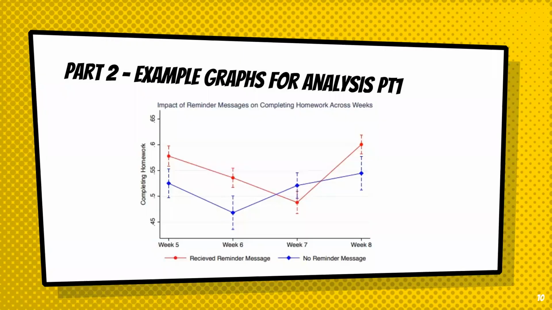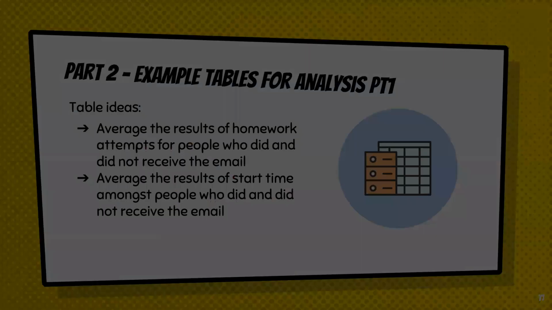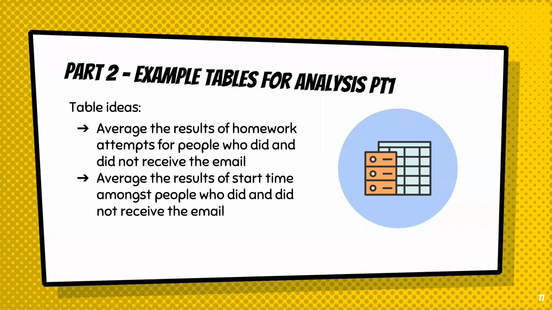Here's another graph that plots the number of students who completed the homework over weeks 5 to 8, comparing students who did and did not receive the email. And then here are some table ideas. For example, you could average the results of homework attempts for people who did and did not receive the email and include that in the table. Or you could average the start times among people who did and didn't receive the emails and include that as well in your table.